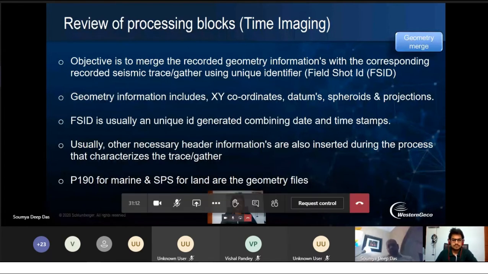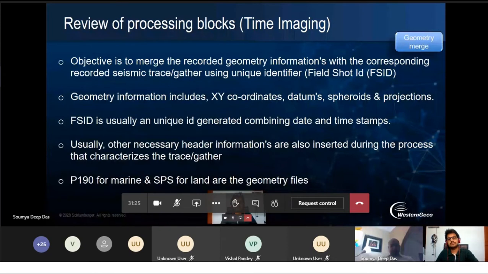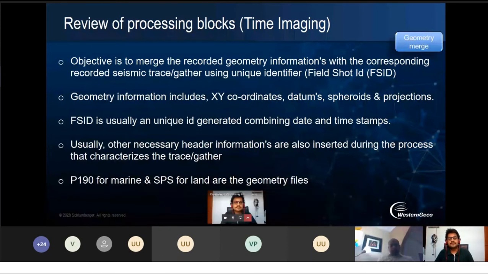For marine, it is P190, which is a processed SPS file, and for land, which is a processed navigation file, it is SPS, which you know is a cell format processing. And there is also P294, if I have not forgotten, which is unprocessed P190. So these are the files that are taken to merge with the seismic.